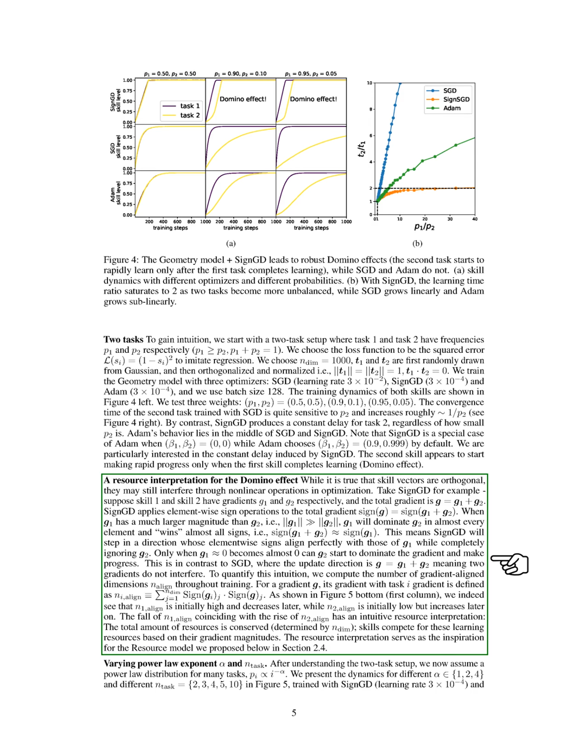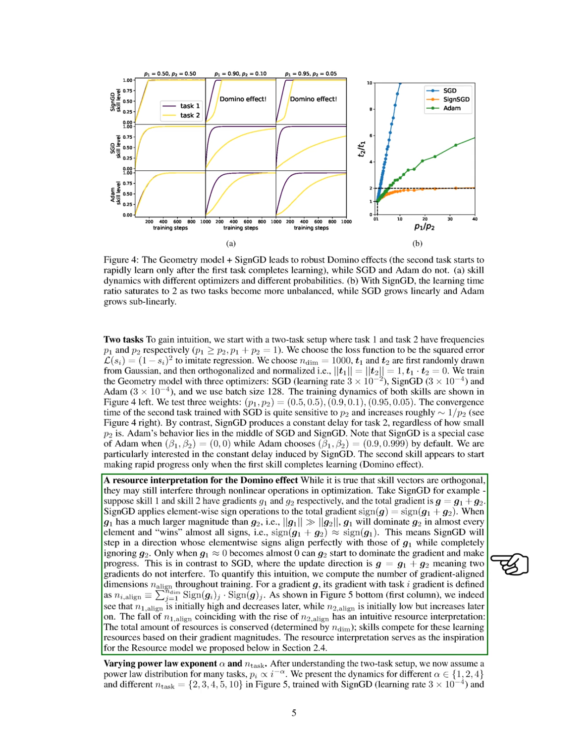For instance, in SignGD, if one skill's gradient is much larger, it dominates the update direction, delaying progress on the other skill until the first skill's gradient diminishes. In contrast, SGD allows both gradients to contribute without interference.